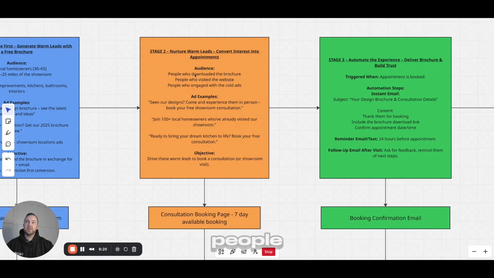So the audience might be people who have downloaded the brochure from that cold campaign that we've just discussed. It may be people who have visited the website and people who engaged with the cold campaign as well.